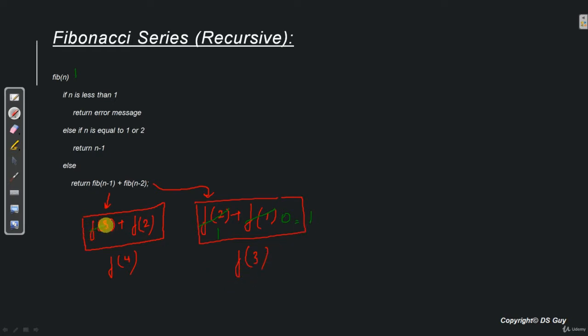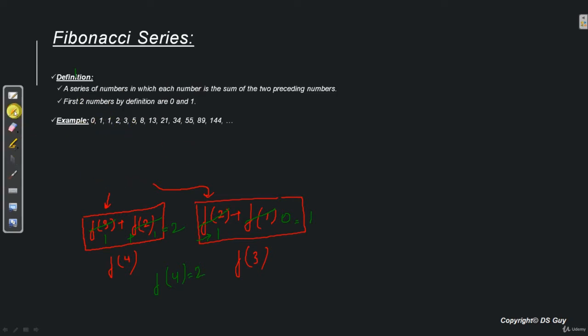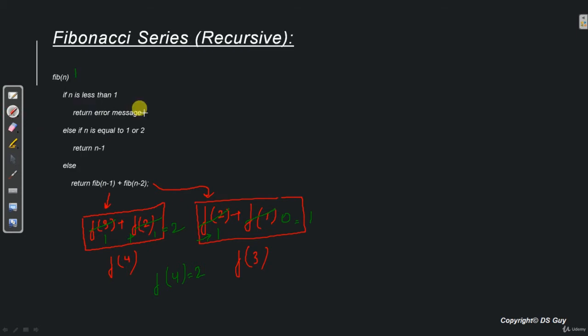So now we replace f of 3 with 1, and f of 2 also with 1, which we got from here. If you add both of them, we get value 2. So f of 4 is equal to 2. That is, the fourth number in the Fibonacci series is number 2. Now if we quickly see in the previous slide, we saw that the fourth number is number 2. So this is how we can find a Fibonacci series using a recursive method.